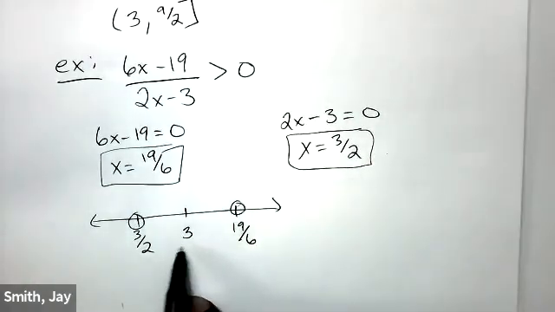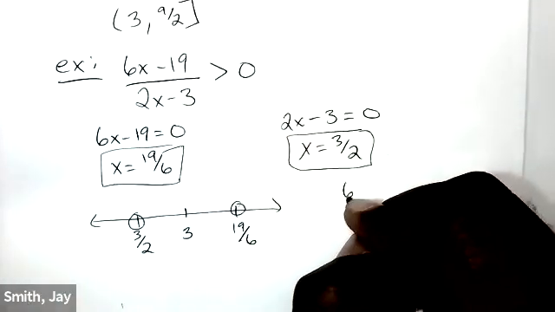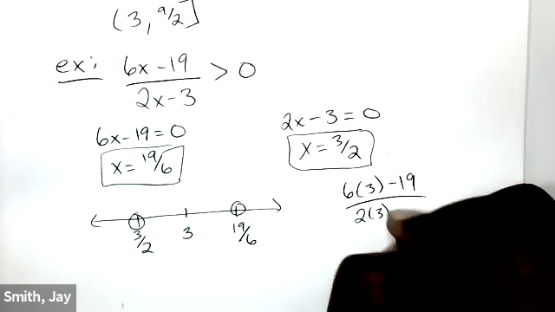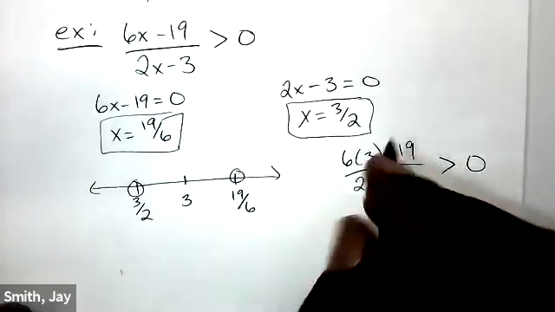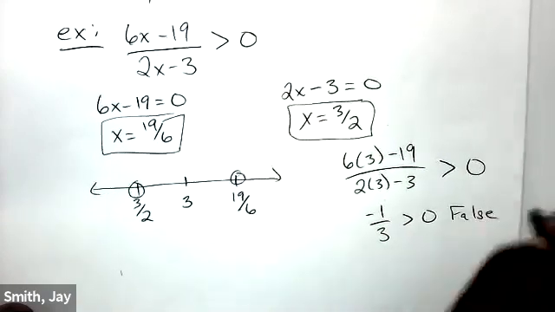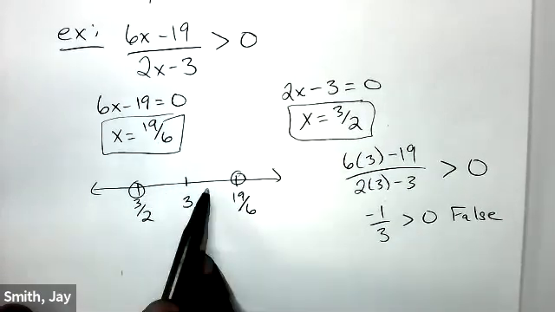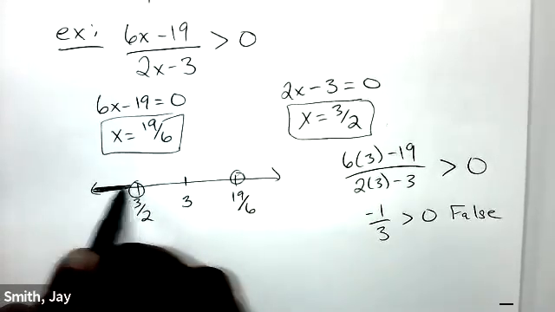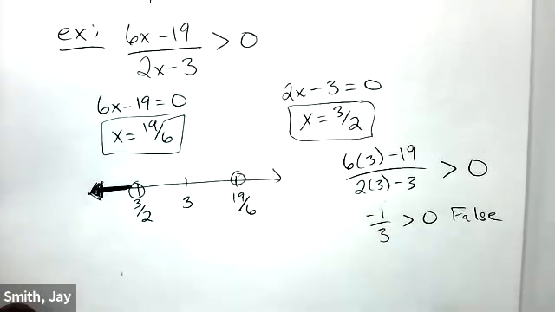I'm going to take my 3, the test value in between, and plug it into my original inequality to see if it gives me a true statement. So I have 6 times 3 minus 19, divided by 2 times 3 minus 3. See if that gives me something greater than 0. We actually end up with negative 1/3, which is a false statement. Obviously, negative 1/3 is not greater than 0. So none of the values in between 3 halves and 19 halves will work, which in turn tells me the values on the outside will.